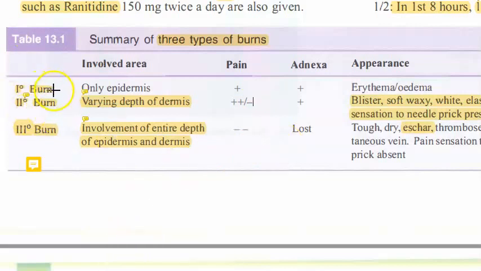How does this heal? They are asking first degree. It will heal in 3 to 5 days without a scar. It will heal by itself. Second degree will take some 10 to 20 days, but it will leave a scar. A hypertrophic scar will be there.